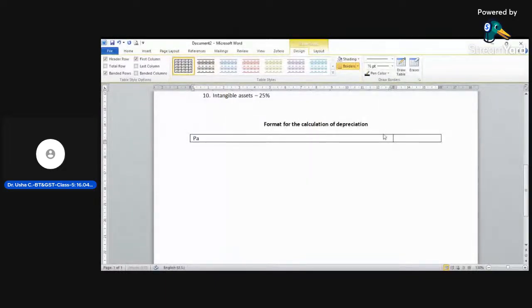This is the format: particulars, amount in rupees. What is the format for particulars and amount in rupees? First one is WDV. You should always remember this: depreciation will be charged as per the WDV method of depreciation only for the purpose of income tax. So the straight line method of depreciation is not allowed under income tax.